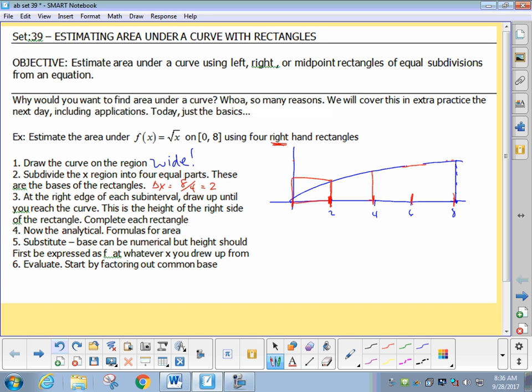So in the next subdivision from 2 to 4, I go to the right edge because I'm using right rectangles. I go up to the curve, and then once I'm to the curve, that's as high as I'm going to go, and I go straight over, at a right angle because it's a rectangle. Make my second height. The next subdivision is at 6, so go to 6, go up to the curve, draw straight over until you get to the end of the subinterval at 4. And then at 8, draw straight over. I got 4 right-hand rectangles. You with me? Any questions?